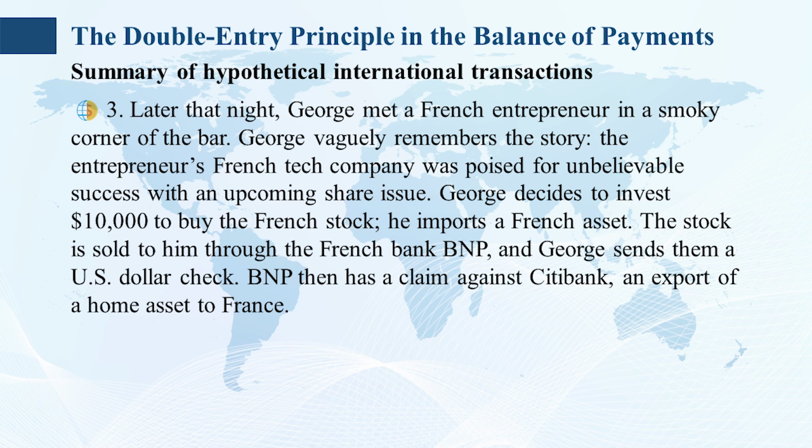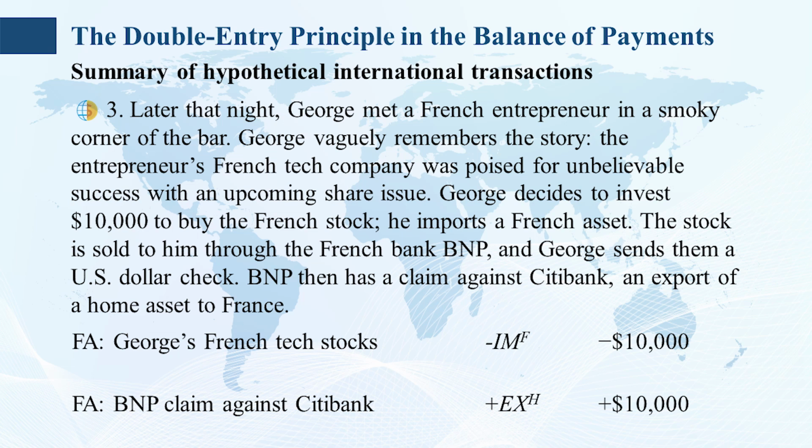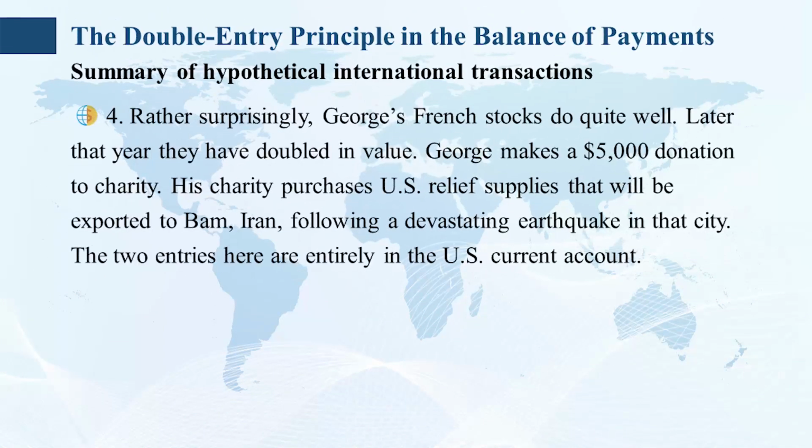The stock is sold to him through the French bank BNP, and George sends them a U.S. check. BNP then has a claim against Citibank, an export of a home asset. Both entries fall within the financial account. FA, George's French stock purchase, IMAF, negative $10,000. FA, BNP's claim against Citibank, EXAH, positive $10,000.